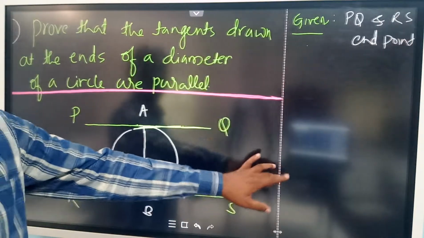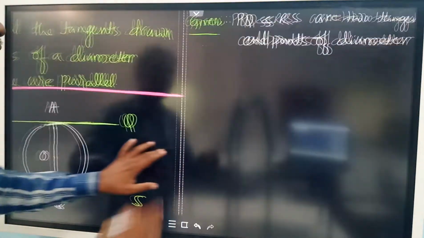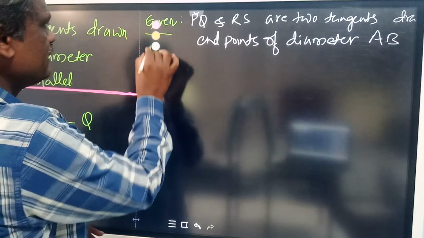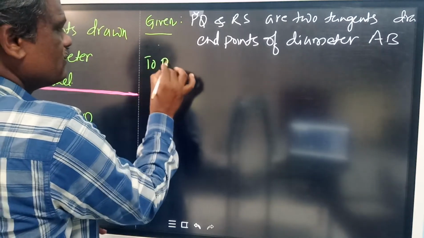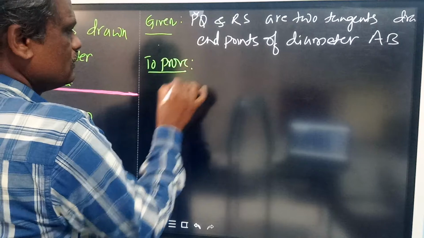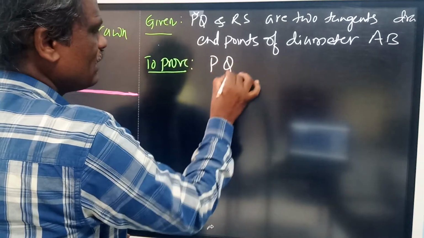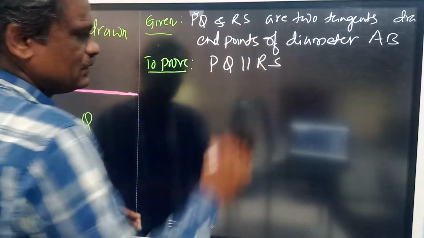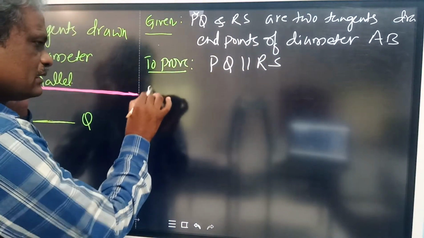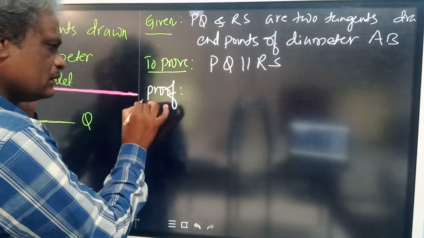So we have to show that they are parallel. We need to prove that. So we have to prove that these two tangents are parallel. So let us write what we need to prove here. We have to show that PQ is parallel to RS. So let us go to the proof now.